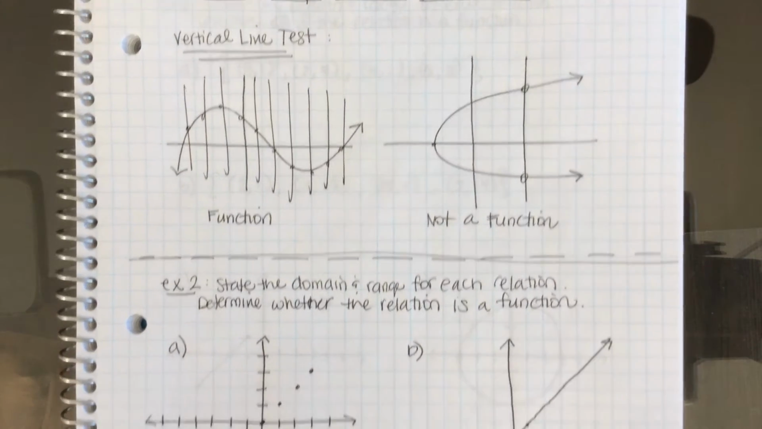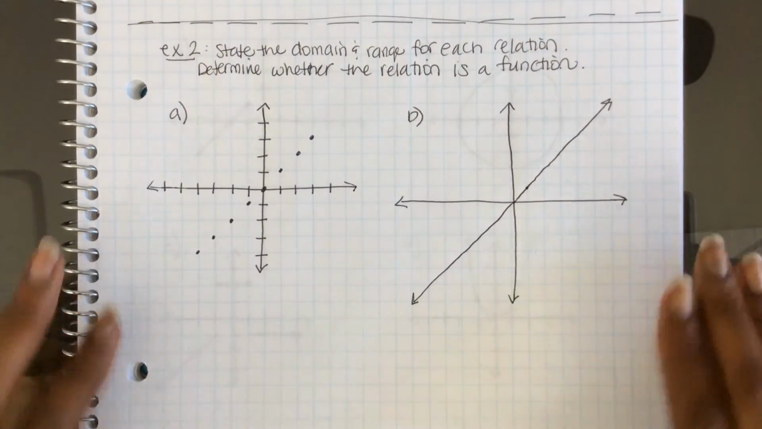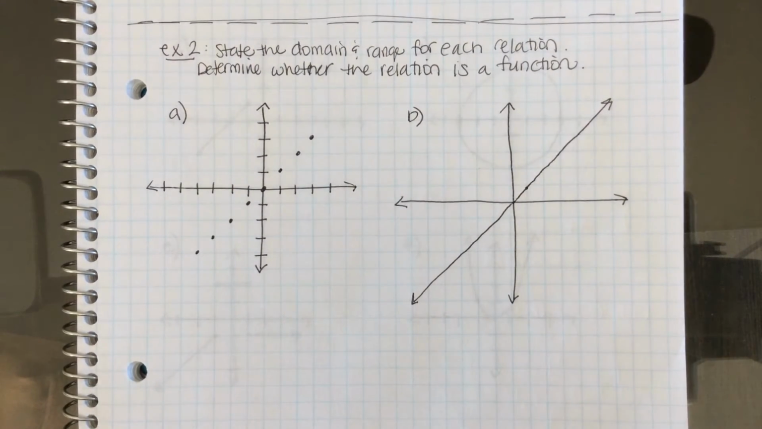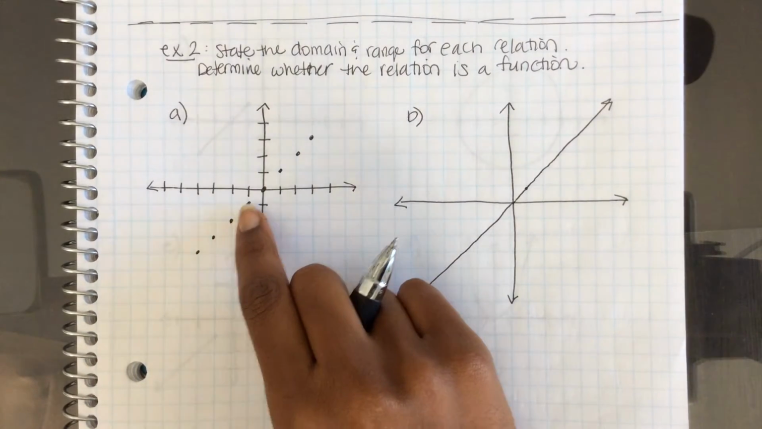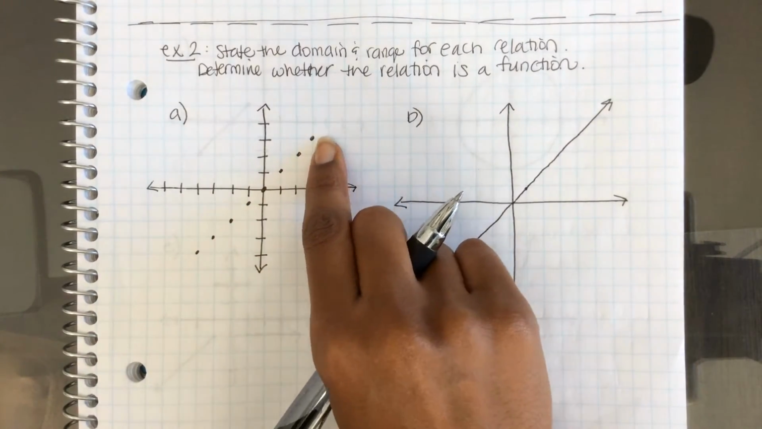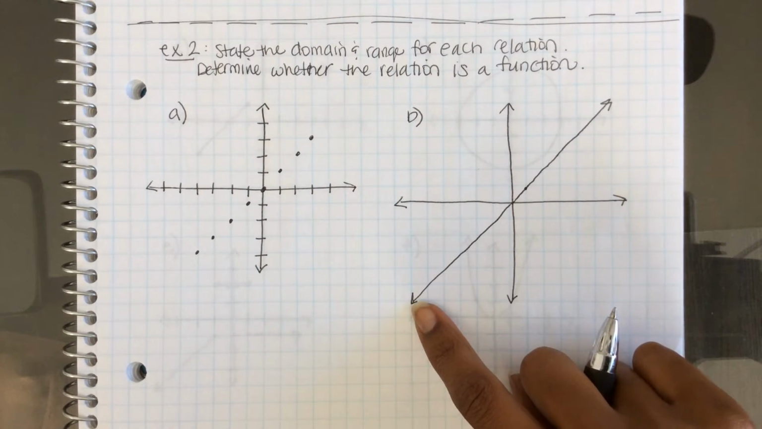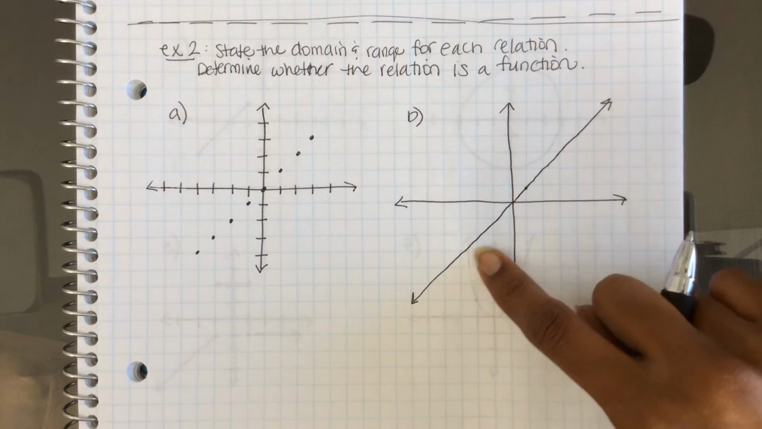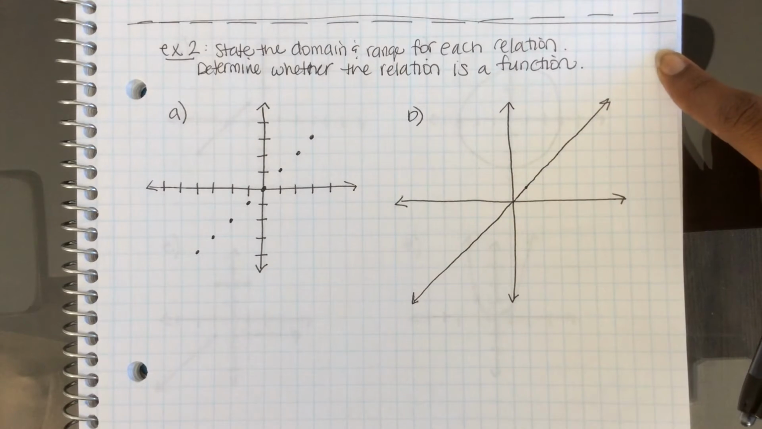So now let's go to example 2. State the domain and range for each relation. Determine if the relation is a function. So in example A, you see my relation is a set of points. In example B, my relation is an infinite amount of points throughout this line.